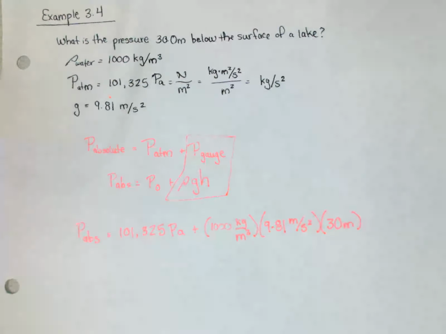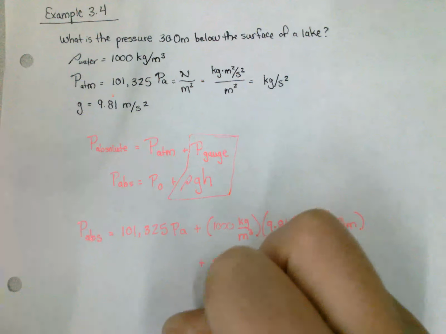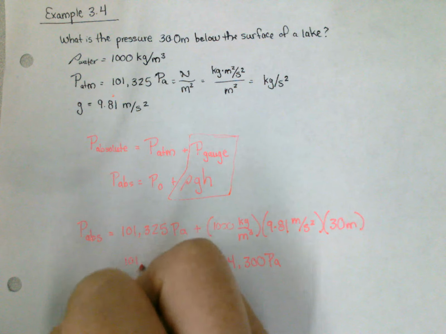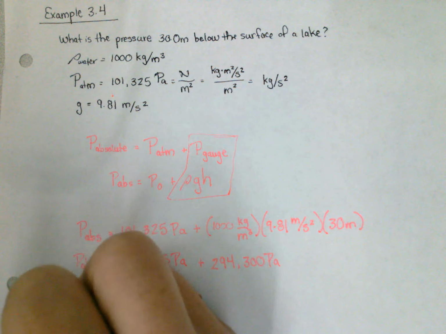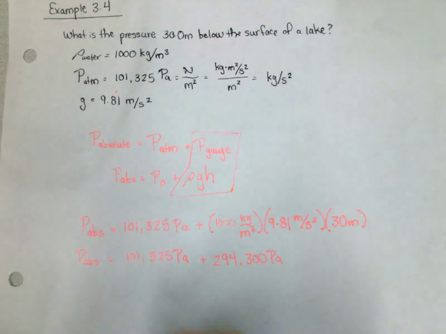So if we pull out our calculator, let me grab mine really quickly so that we can do this calculation together. If we take the 1,000, multiply it by 9.81, and then multiply that by 30, we get 294,300 pascals. And we're going to add that to the 101,325 we already had. So let's do that so we can get a number.